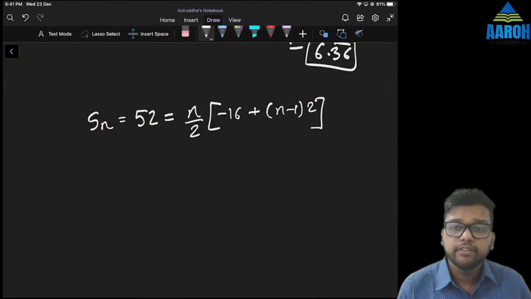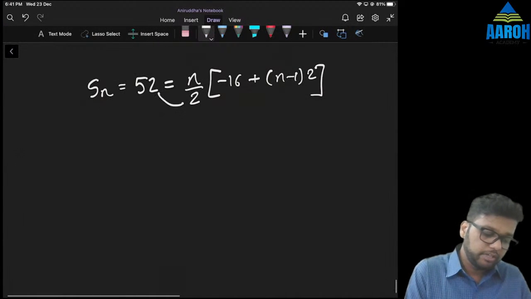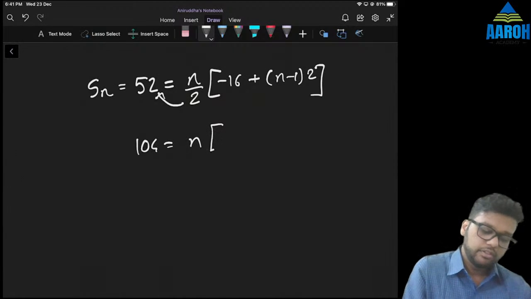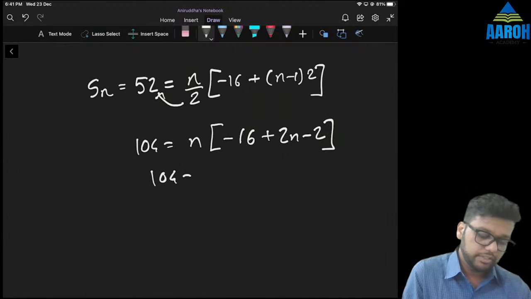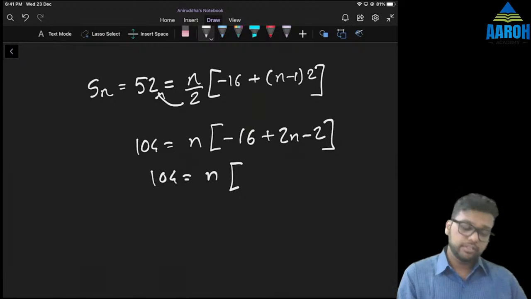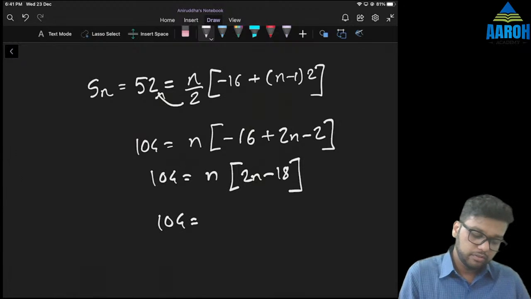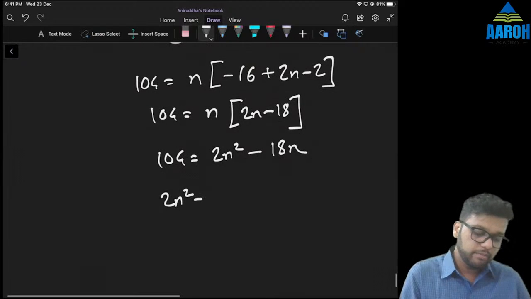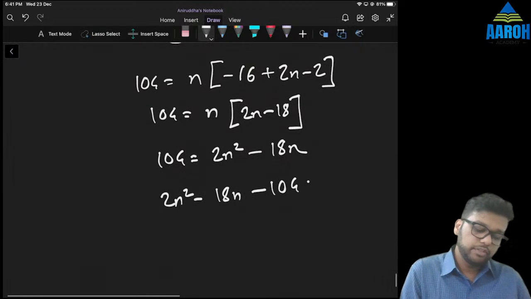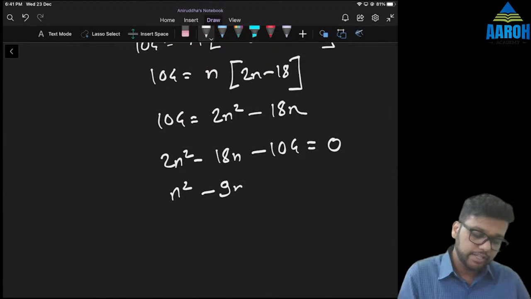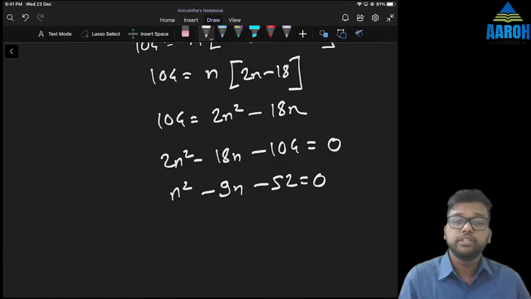So we can solve this for n. Let's multiply this 2 here. So 52 into 2 is 104, equal to n into -16 plus 2n minus 2. So 104 is equal to n into 2n minus 18, so 104 is equal to 2n square minus 18n. That means 2n square minus 18n minus 104 is equal to 0. We can take 2 common to reduce it: n square minus 9n minus 52 is equal to 0.